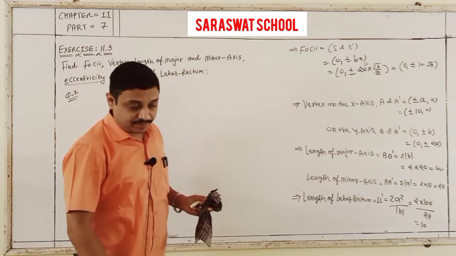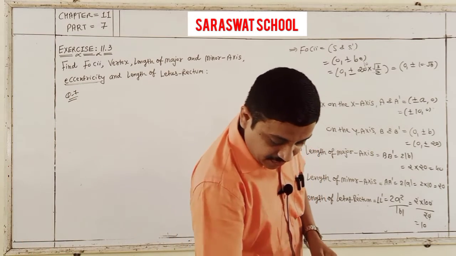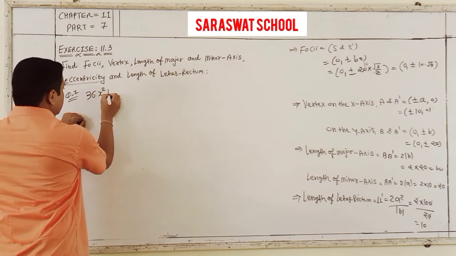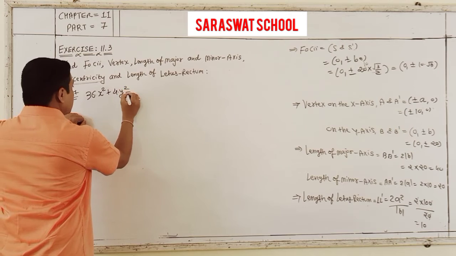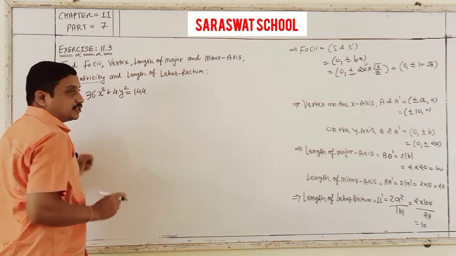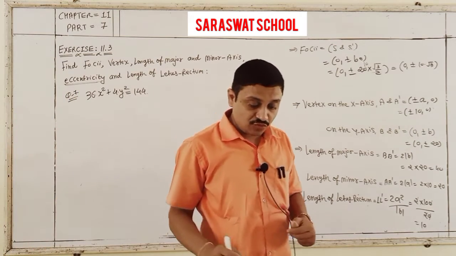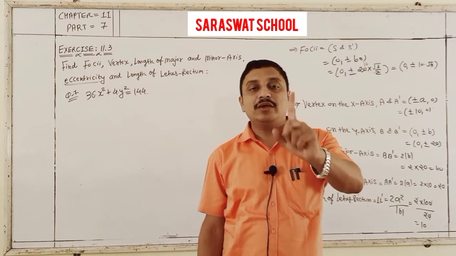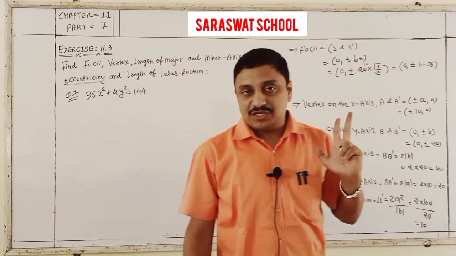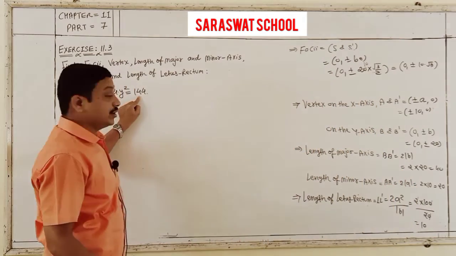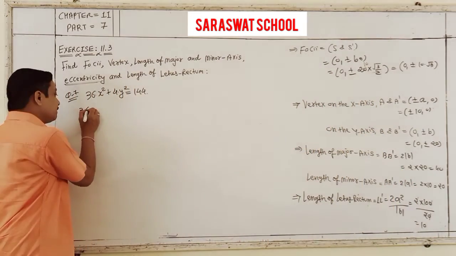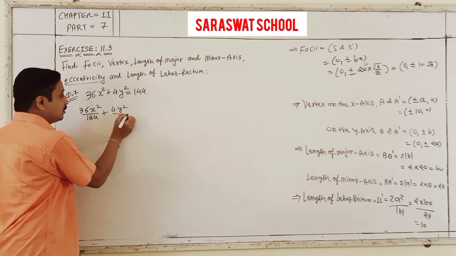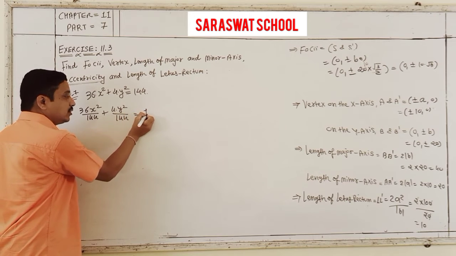An equation is given: 36x square plus 4y square is equal to 144. Students, here also you can derive the first standard equation of ellipse. So divide by 144, and here this cancels.